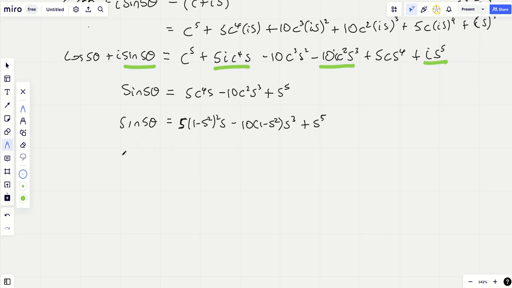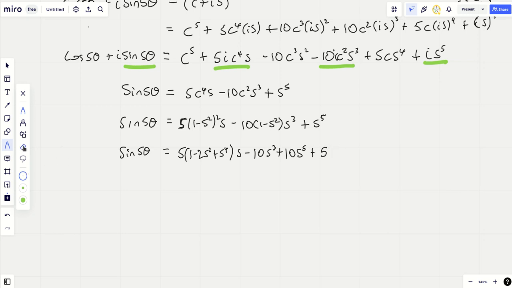And so sine 5 theta is going to be equal to, now just multiply it out. Let's multiply it out carefully. Let's just do it as 1 minus 2s squared plus s to the 4 multiplied by s, minus 10 s cubed plus 10 s to the 5, plus an s to the 5.